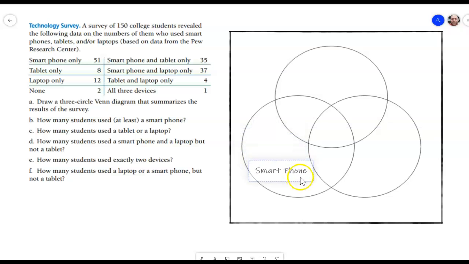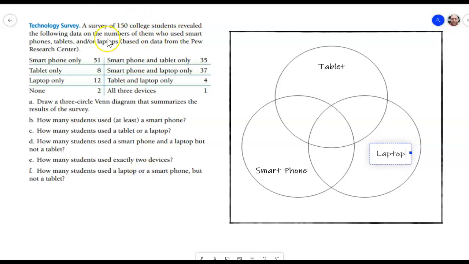and let's put that one right here. Then I will do a new one. We'll call this one tablets, and put that one right here, and the last one will be laptop, and we'll put this one right there. Okay, so I've got my 3 labeled here, and now let's start putting the data in.